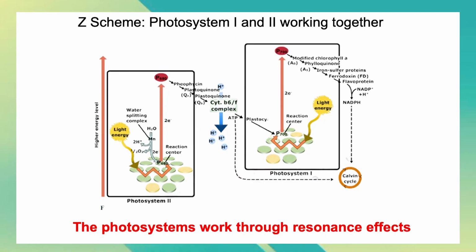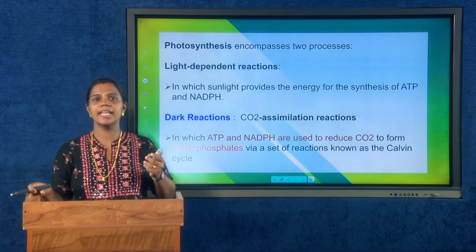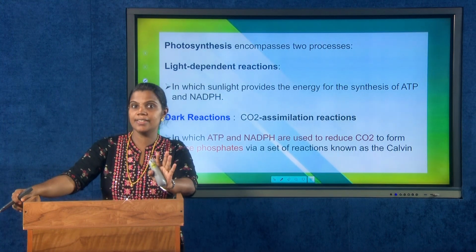So, in summary, we can say that the Z scheme mechanism is a pattern that explains the path of electron transfer during the light reactions of photosynthesis, or we can say it depicts how both photosystems 1 and 2 work together during photosynthesis.